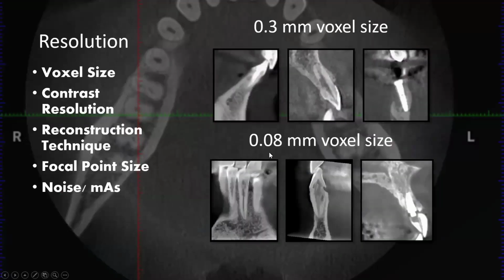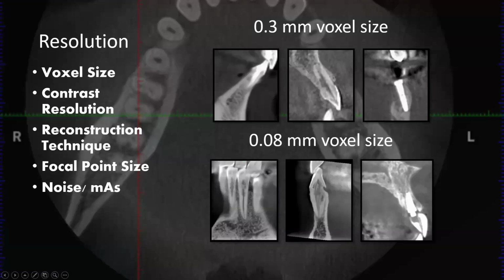But then don't confuse voxel size with actual resolution, because resolution depends on a number of things. So a lot of salesmen will try to sell you on, oh, this machine is 0.08 or 0.05 millimeter resolution, because that's its capability of storing voxel size. And to some degree of the sensor, right? The sensor has to be high enough resolution to capture that voxel size, but usually it's limited more by other things. So it can be limited by contrast resolution, reconstruction techniques, focal spot size.